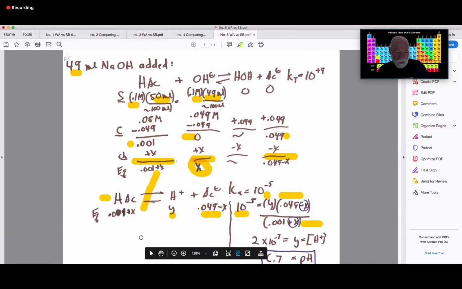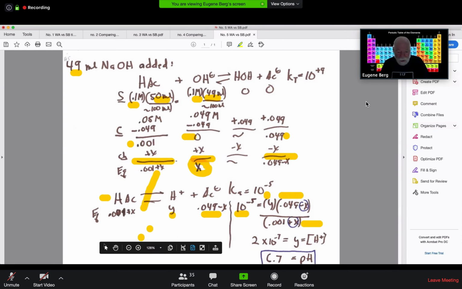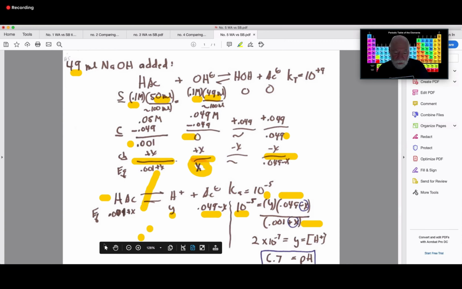Okay. And while you're digesting that, I'm going to see if I did the math on that correctly. So let me try this on my calculator. Okay, so the Y should be equal to 10 to the minus 5 times 0.001 divided by 0.049. Okay, and I get an answer of 2 times 10 to the minus 7. That's the value of the hydrogen concentration. So I'll hit minus the log of that, and I get a pH of 6.69, so 6.7. So yes, the math is correct. So hopefully that all makes sense to you.